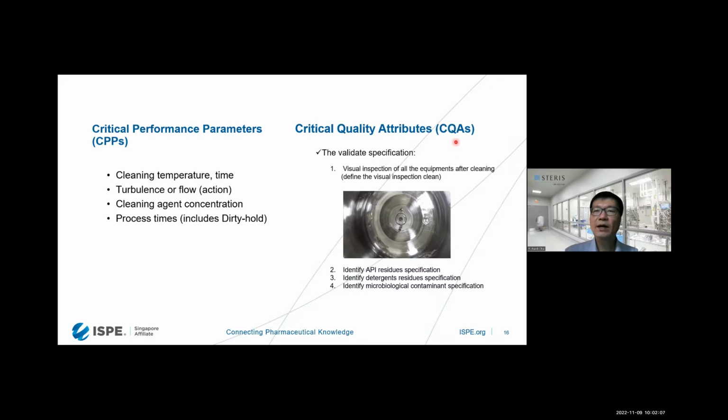The CQAs, the critical quality attributes. So visual inspection, very important. After cleaning, you need to ensure that the equipment is visually clean for those parts which can be visually inspected. And also you need to identify any API residues specification by calculating the limits using the macro. If you're using detergent, of course, you need to include the detergent in the calculation for the macro as well. And also any micro contaminant specification will need to be included.